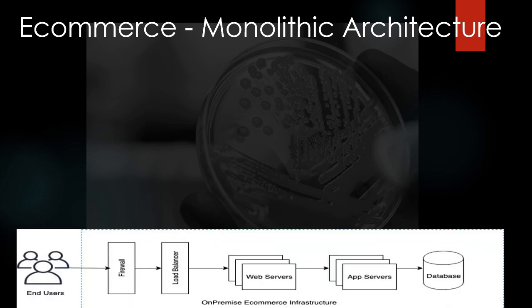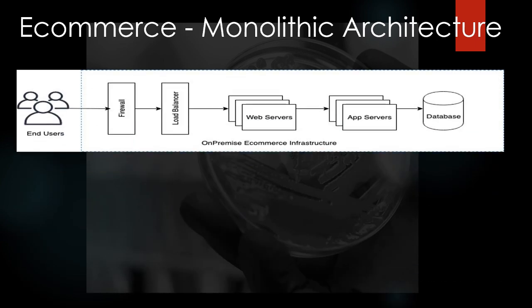So in a monolithic architecture, the end users are accessing the service, and the service is structured in such a way that you have a firewall, so that any malicious traffic can be filtered out, and there is a load balancer. The load balancer will distribute the load across different servers. So it's a one on-premise e-commerce infrastructure which is built and deployed as one single unit. That's how the monolithic architecture is.